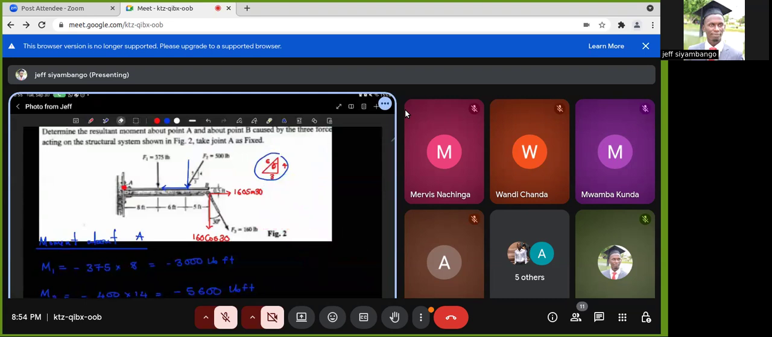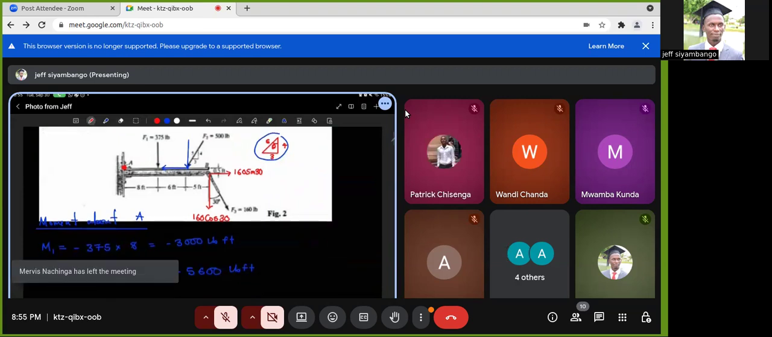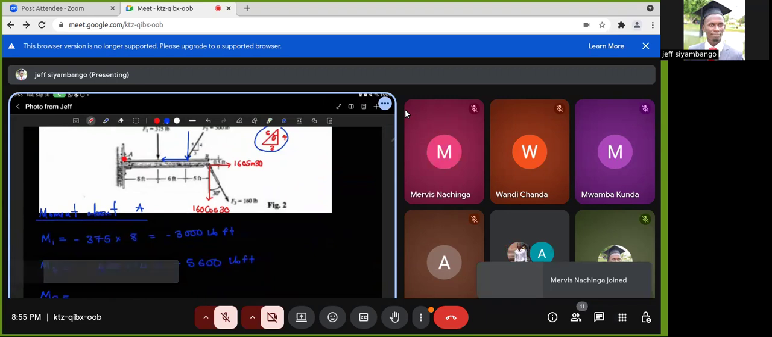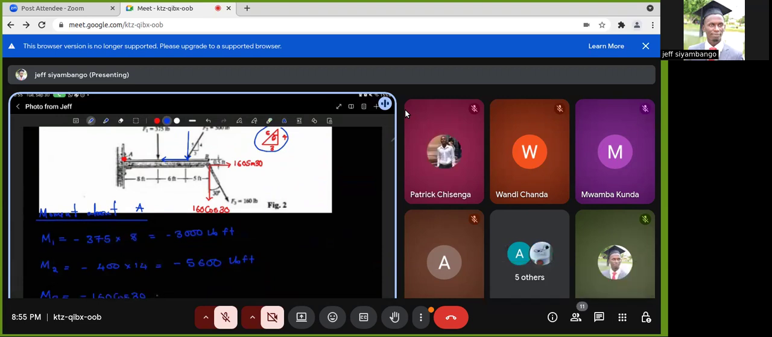So from here, if you take a moment, the vertical component will also be about A. So minus, it was 160 plus 30 multiplying the distance. Now the distance will be from here 8 plus 6, 8 plus 6 plus 5. So this now gives us 19.